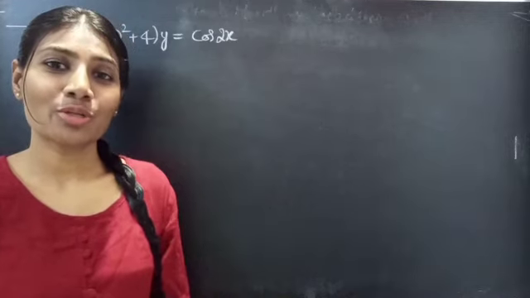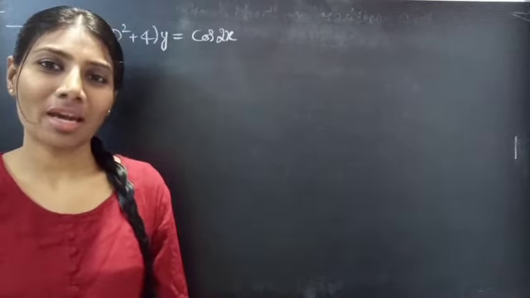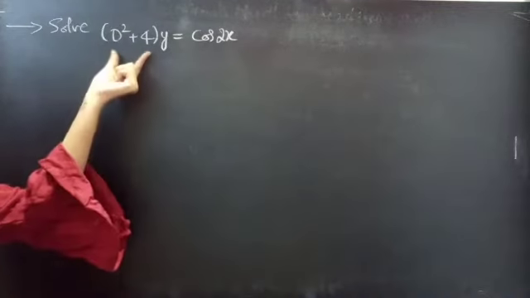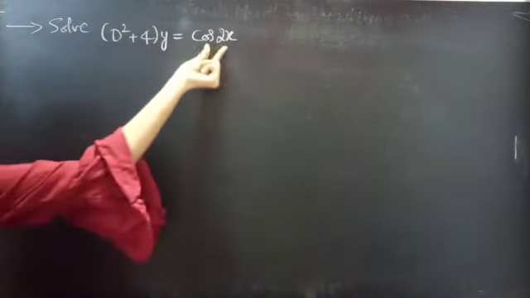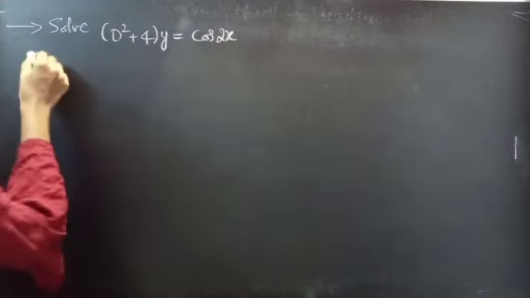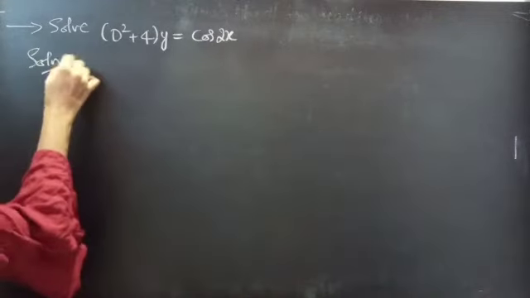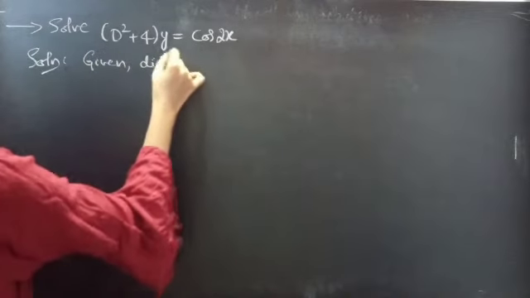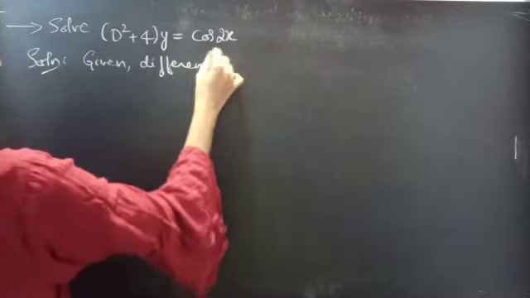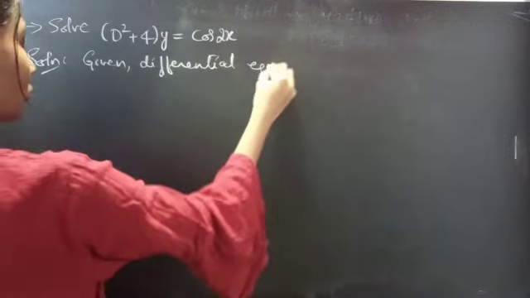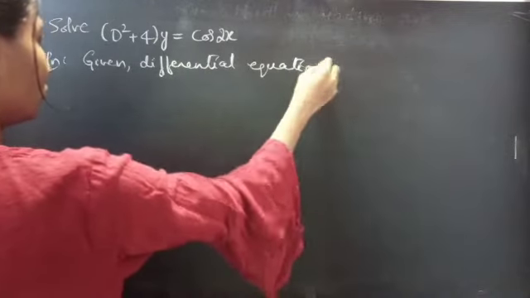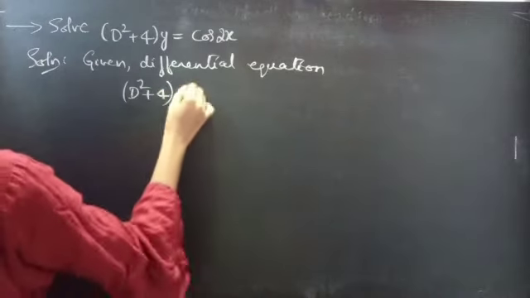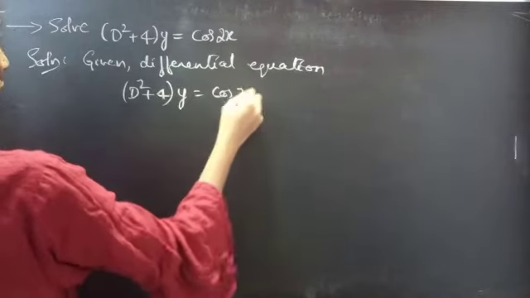In this video, we are going to solve a differential equation from higher order linear differential equation. So let's get going. Problem: solve (D square plus 4) y equals cos 2x. Solution: given differential equation, (D square plus 4) y equals cos 2x.